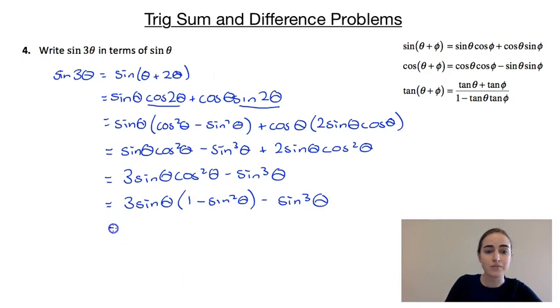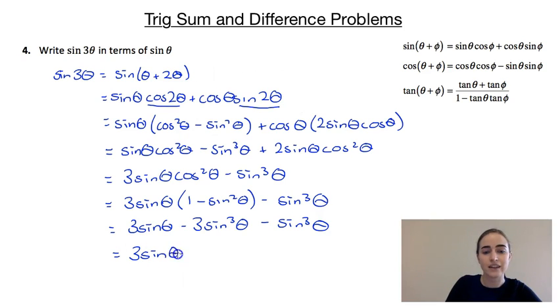Again, expanding out the brackets, we'd have 3 sine theta minus 3 sine cubed theta minus sine cubed theta, still on the end. And then I can just collect my like terms with those last two. So we're going to end up with 3 sine theta minus 4 sine cubed theta. That's having a look at using our sum and difference and our double angle formulas to solve trig problems.